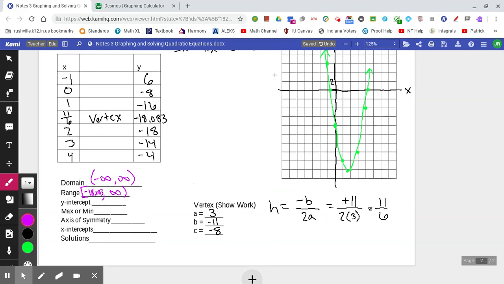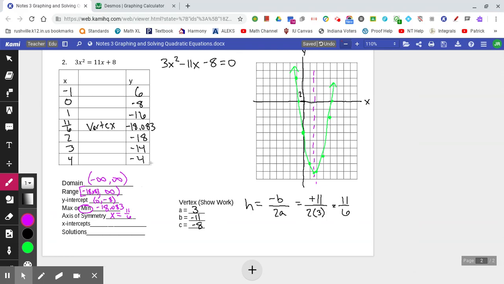The y-intercept either can be found on Desmos by clicking on it, or here it's in our table. When x is 0, we have -8. We have a graph that opens up, which means we have a lowest value for our vertex, and the minimum value is -18.083 approximately. The axis of symmetry occurs at x equals 11 over 6. Again, that's the vertical line that goes through, okay, right here. If we were to fold this, okay, it's the vertical line that goes through your vertex.